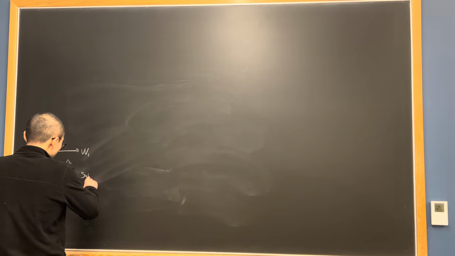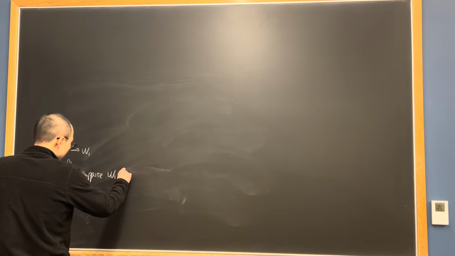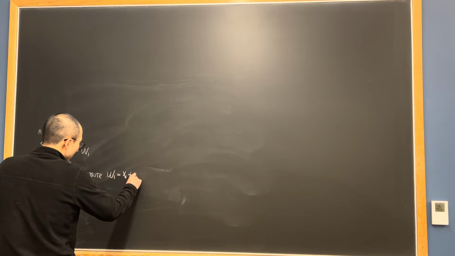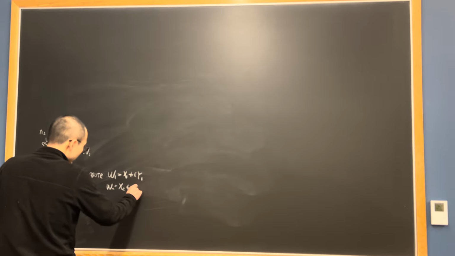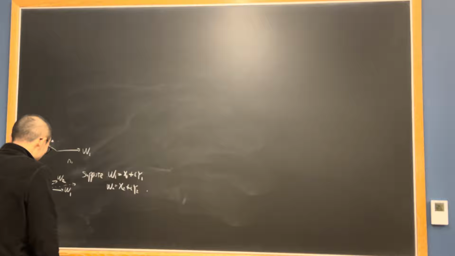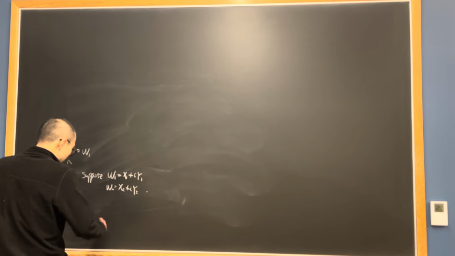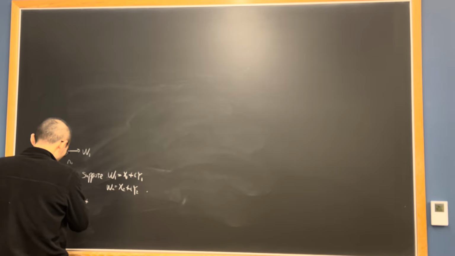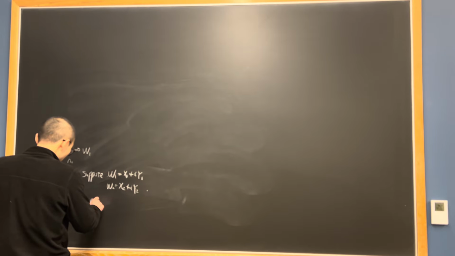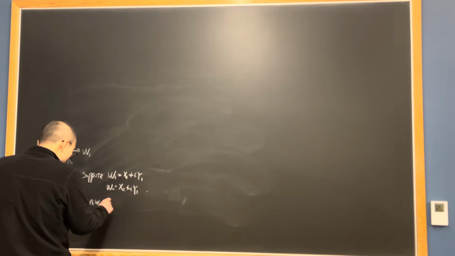Okay, so suppose omega 1 is equal to x1 plus i y1, and omega 2 is equal to x2 plus i y2. Then n1 omega 1 plus n2 omega 2, where this n is any real number. It doesn't have to be an integer. So it's equal to what?